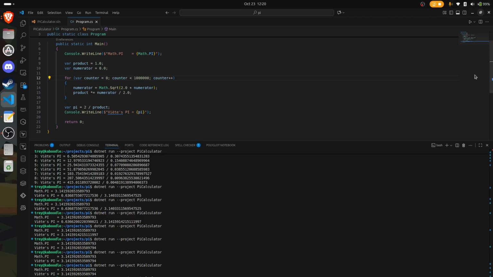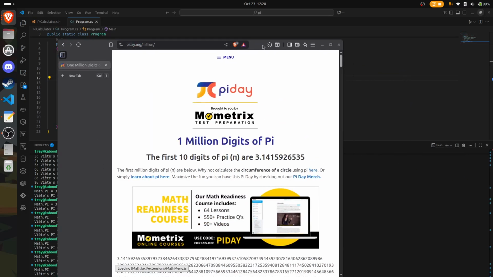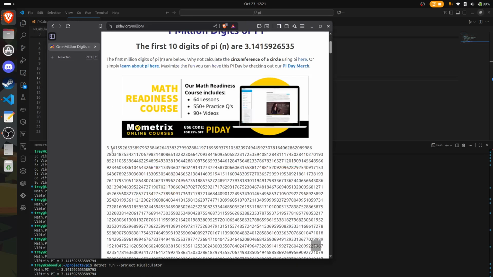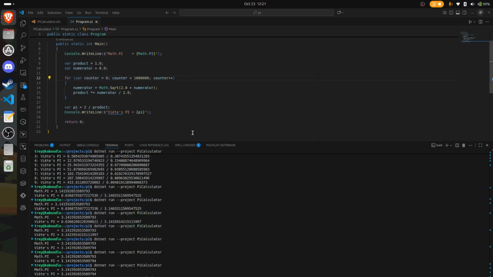Now this raises another question. What is the actual value of that last digit? Here, 1 million digits of pi. 3.1415926535897. It should not be 94. It should be 93. So why is it getting weird about that final digit? It's, I don't know, probably some sort of internal rounding error.